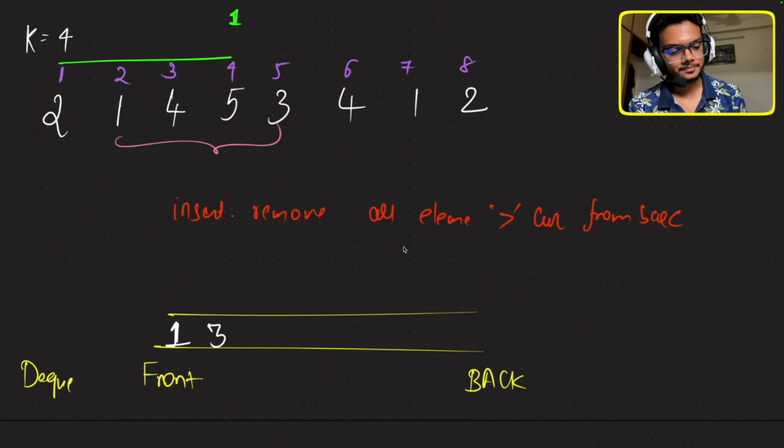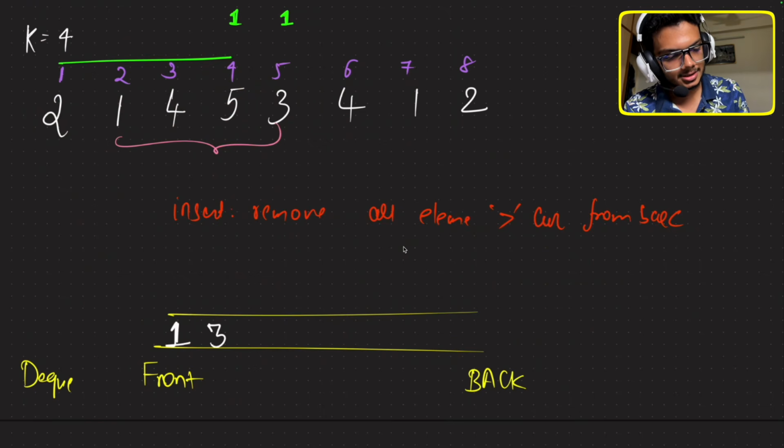Okay, so now what is the answer for I equals to 5? That is the window which ends at 5. What is the front of the queue? 1. The front of the queue is 1. So the sliding window minimum, the window which ends at 5, is 1. Okay, then we move ahead.